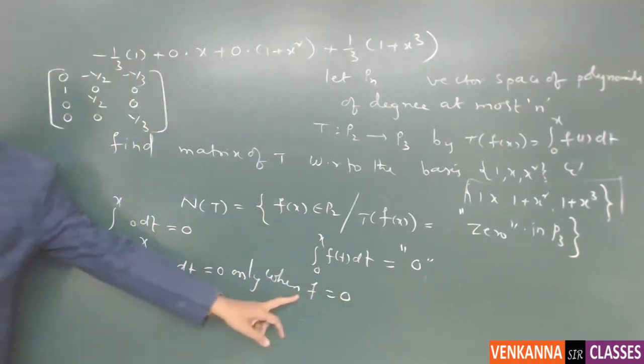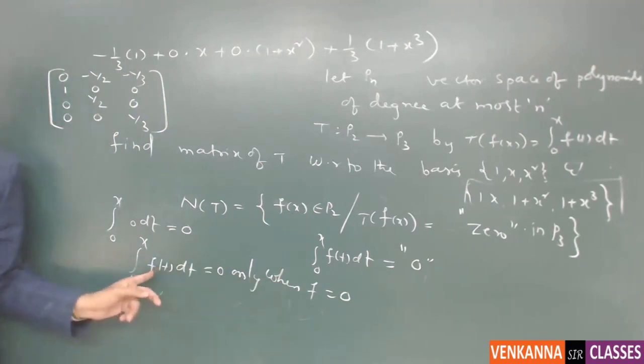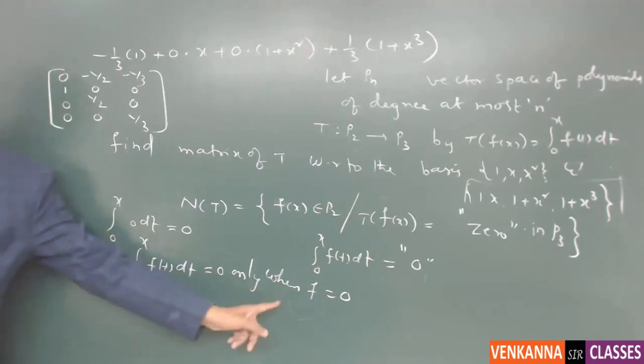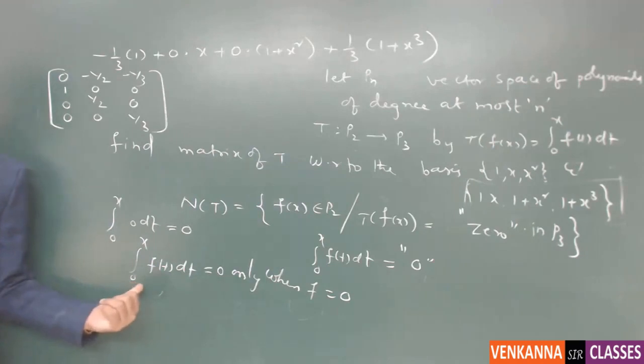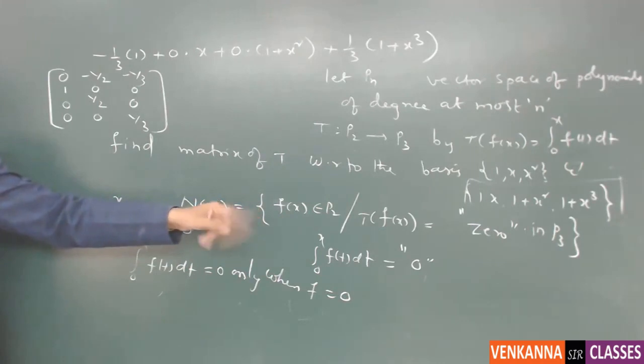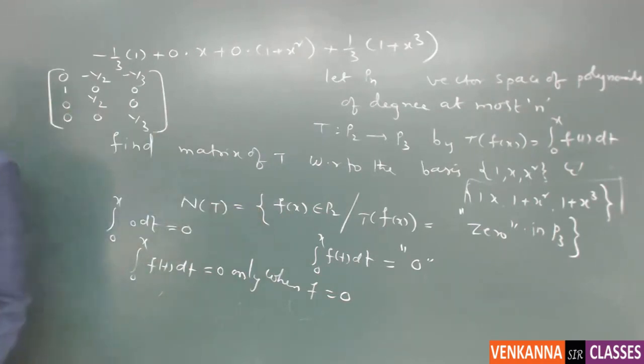If you take f as non-zero, this value will be non-zero. Accepted? If f is a non-zero polynomial, if you integrate that, you will get the result as non-zero. Accepted? So in order to get 0 only, the polynomial you should take in the domain is only the 0 polynomial. So the null space of T is nothing but the 0 polynomial only. Fine.